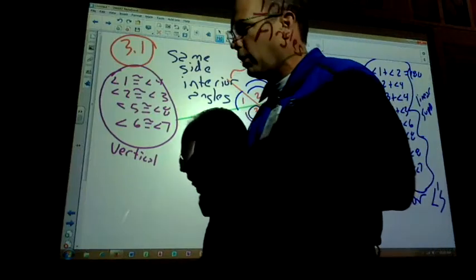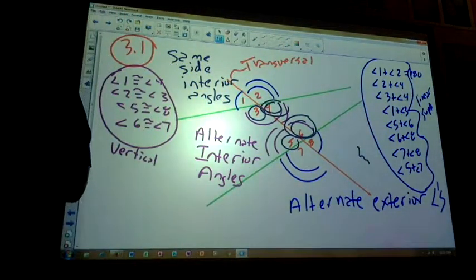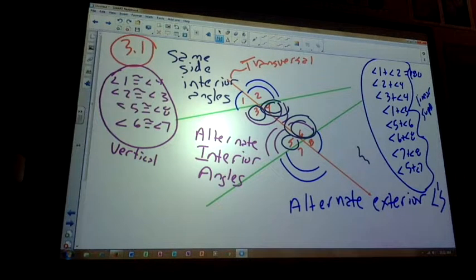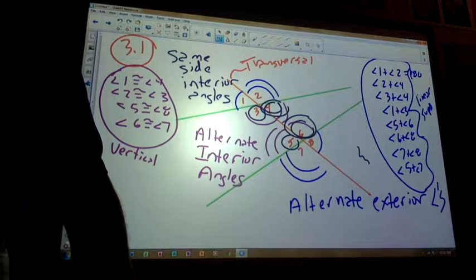We already said vertical angles are up there. We have linear pair or supplementary angles. Corresponding angles were our very first thing we talked about. And that is all I have to say.